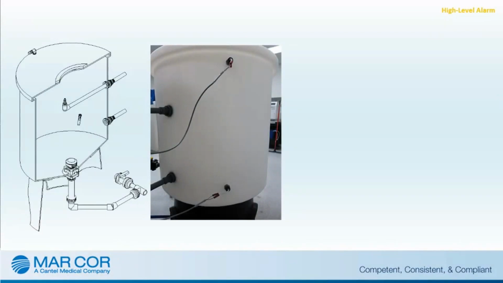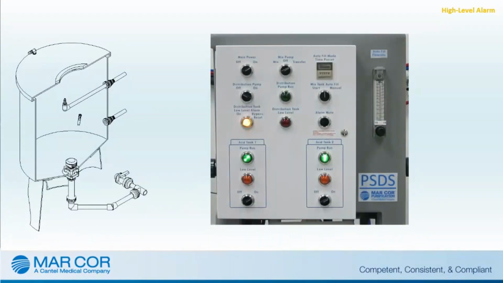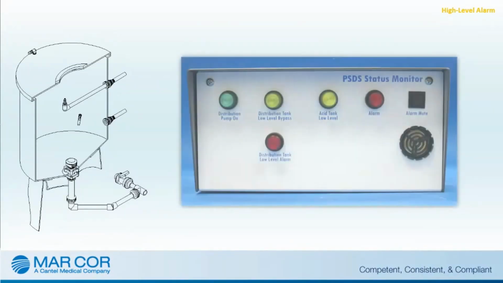A distribution tank high-level alarm condition is created when the solution level in the distribution tank rises to engage the high-level float switch. The mix pump hand switch must be in the transfer position and the distribution tank high-level float switch engaged to activate the alarm. The mix pump shuts off to prevent overfilling of the distribution tank. The alarm will be discontinued when the mix pump hand switch on the PSDS is turned to the off position.